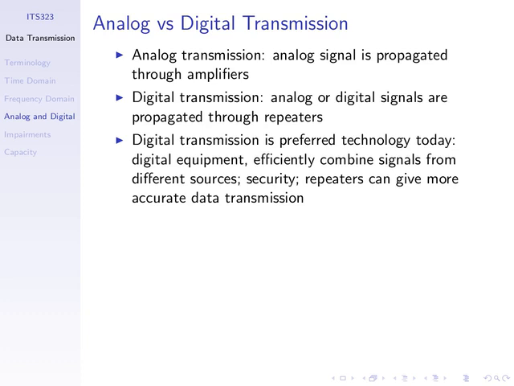So, that finishes this small part. Analog and digital data can be transmitted as either analog or digital signals. In terms of analog transmission, we're dealing with analog signals which are amplified, and digital transmission, either types of signals, but representing digital data, which is repeated to cover a large distance.